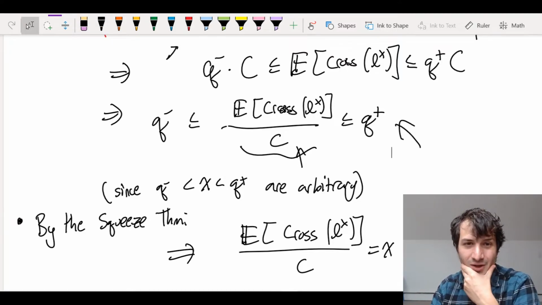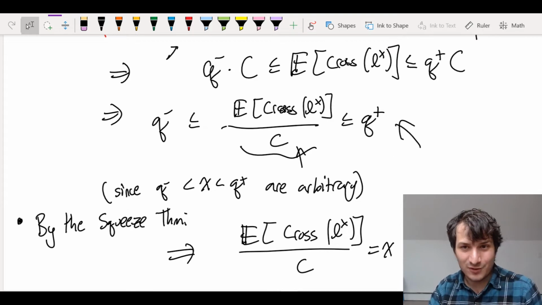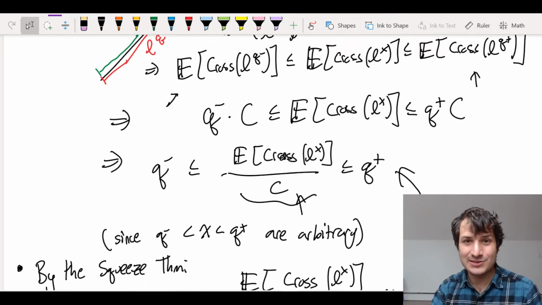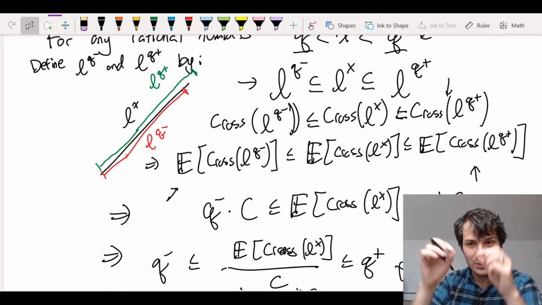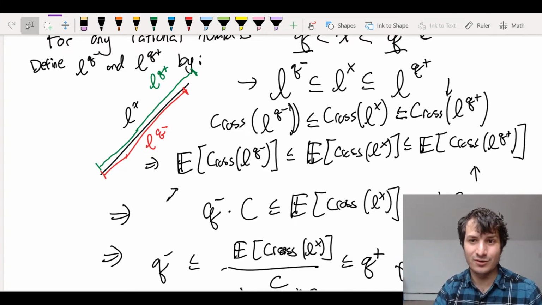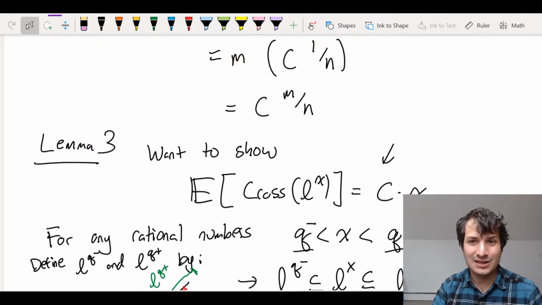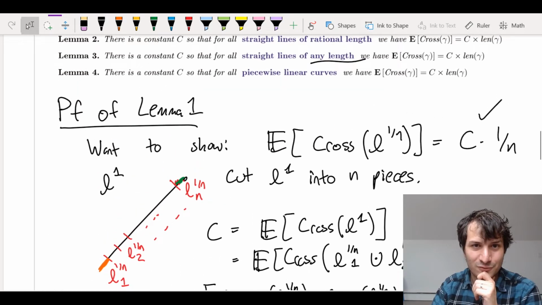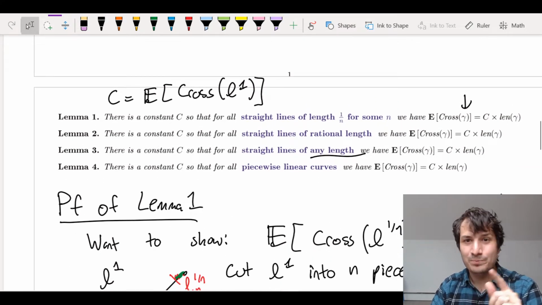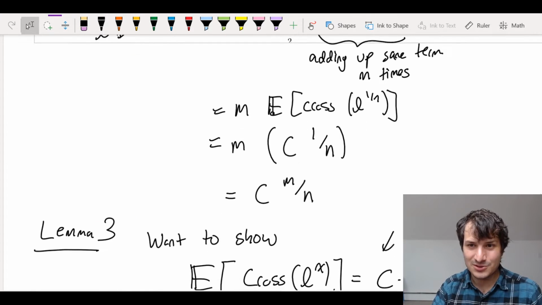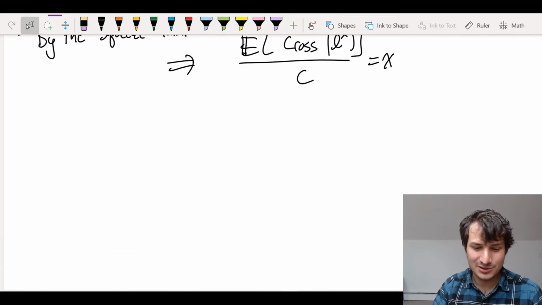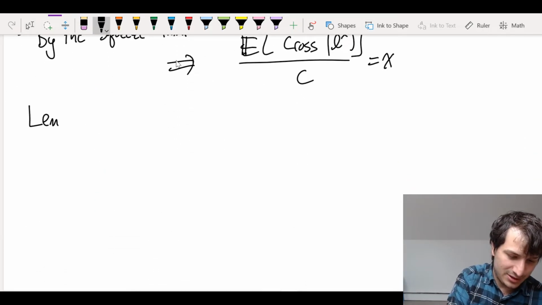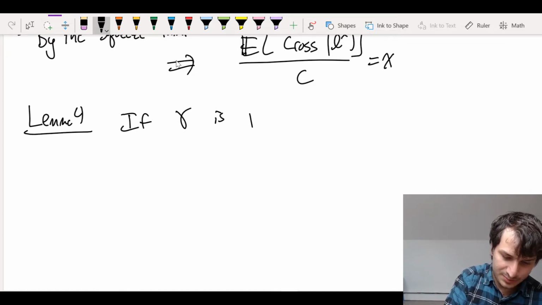Okay, so I think that we've proved it, and that we did it by squeezing. We took our original curve and we squeezed it between two curves that we knew very well. All right, that was lemma 3. Let's scroll back up. What is lemma 4? Lemma 4, piecewise linear curves. Okay, this one is also quite easy. This one is like a lemma 1, lemma 2 type situation. Lemma 4: if gamma is piecewise linear.